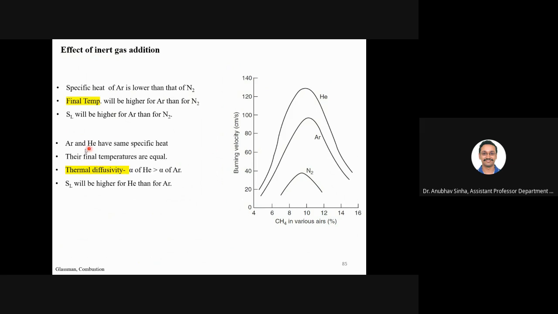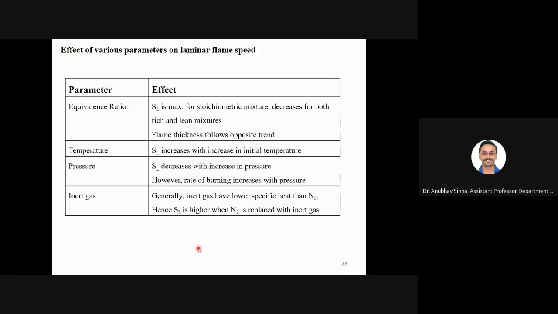Okay. So air and helium both have the same or similar specific heat. So the final temperatures are equal, but the diffusivity is different. Thermal diffusivity will also affect your flame speed. Because helium has a higher diffusivity, SL will be higher for helium. So I can conclude that flame speed depends on both specific heat and thermal diffusivity. Both are responsible for giving you the final flame speed.